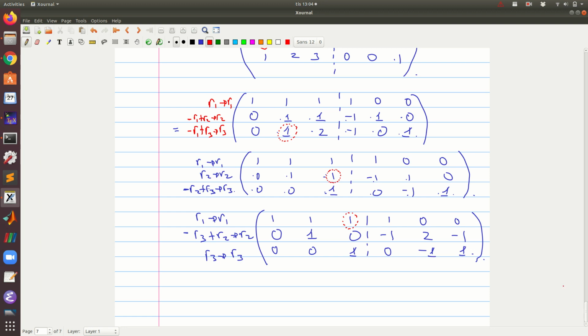Of course the order here doesn't matter, and many people can have different ways of reducing this, so don't take it that the order I'm following is what you have to follow. It's just preference. This is 0 0 1, so we are not changing that row. And row 2, nothing, we are not changing anything. This is 0 1 0, this is negative 1 2 negative 1.